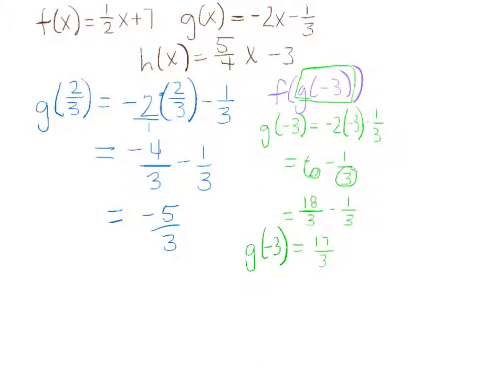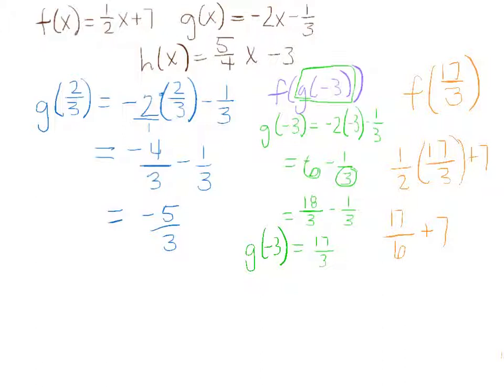So I'm really looking for f of 17 over 3 using the f of x function. That's going to be 1/2 times 17 over 3 plus 7. Multiplying across, multiplying the numerators, I get 17. Multiplying the denominators, I get 6. And I'm needing to add 7 here.